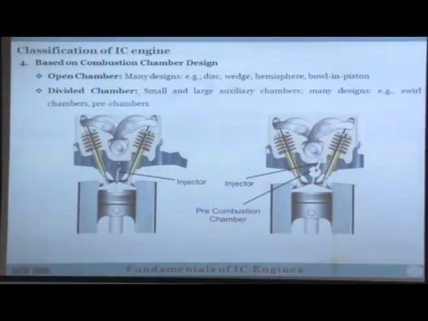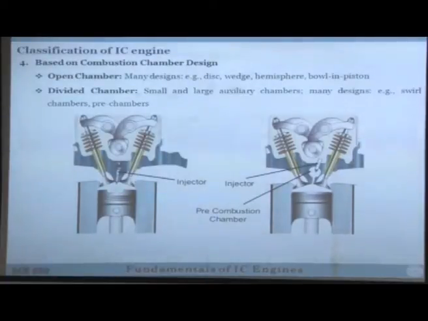So most of the indirect injection engines, this is the indirect injection engine, because you are not directly injecting the fuel in the main combustion chamber, you are injecting the fuel in the pre-combustion chamber where the combustion starts. Combustion takes place here and then flames come into the main combustion chamber and combustion gets completed in the main combustion chamber. So combustion is initiated here but completed here. So this is one design which is called divided chamber.